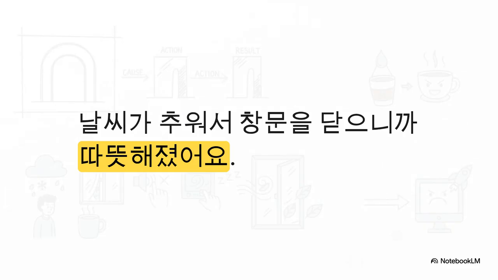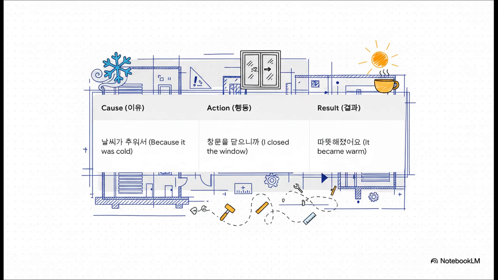Okay, here we go. Our first one. Just listen to how this whole story flows in one sentence. 날씨가 추워서 창문을 닫으니까 따뜻해졌어요. See? It tells you everything you need to know, all in one smooth line. Now let's break this down with our blueprint.